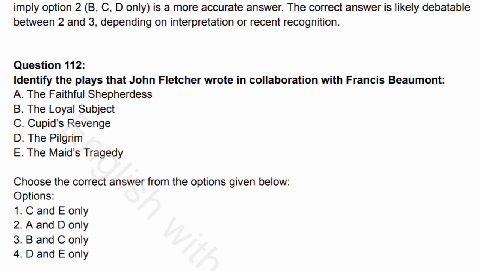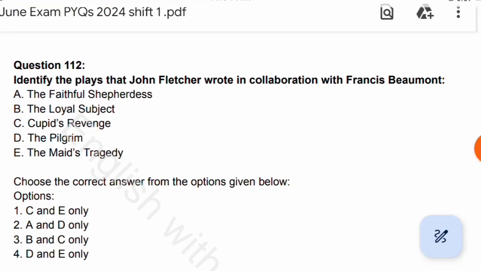Identify the plays that John Fletcher wrote in collaboration with Francis Beaumont. Option A, The Faithful Shepherds. Option B, The Loyal Subject. Option C, Cupid's Revenge. Option D, The Pilgrim. And option E, The Maid's Tragedy. John Fletcher wrote in collaboration with Francis Beaumont.